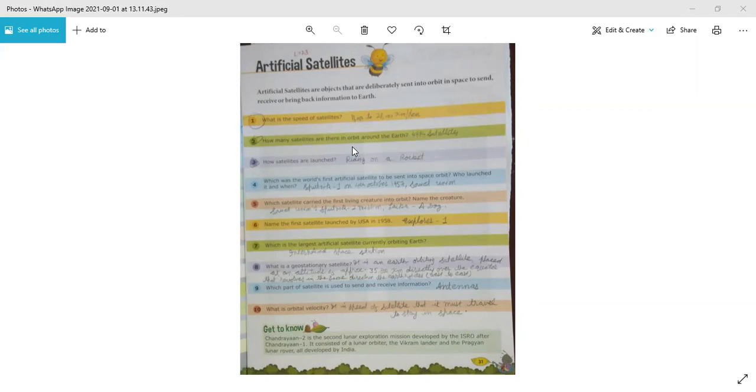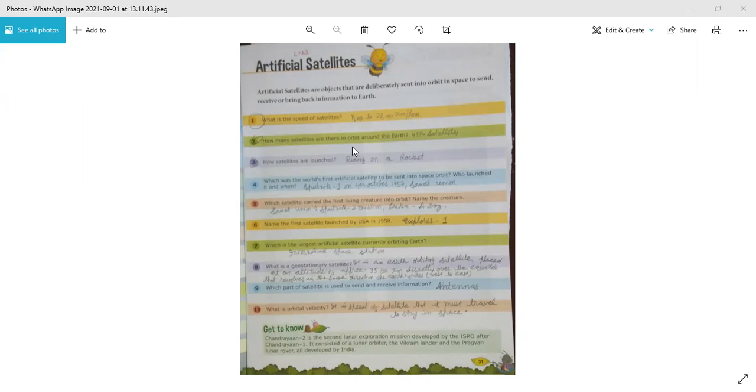Next question we have is how satellites are launched. Scientists ride on a rocket; in this way they launch a satellite. Next, which was the world's first artificial satellite to be sent into space orbit? Its name was Sputnik. And when was it launched? On 4th October.